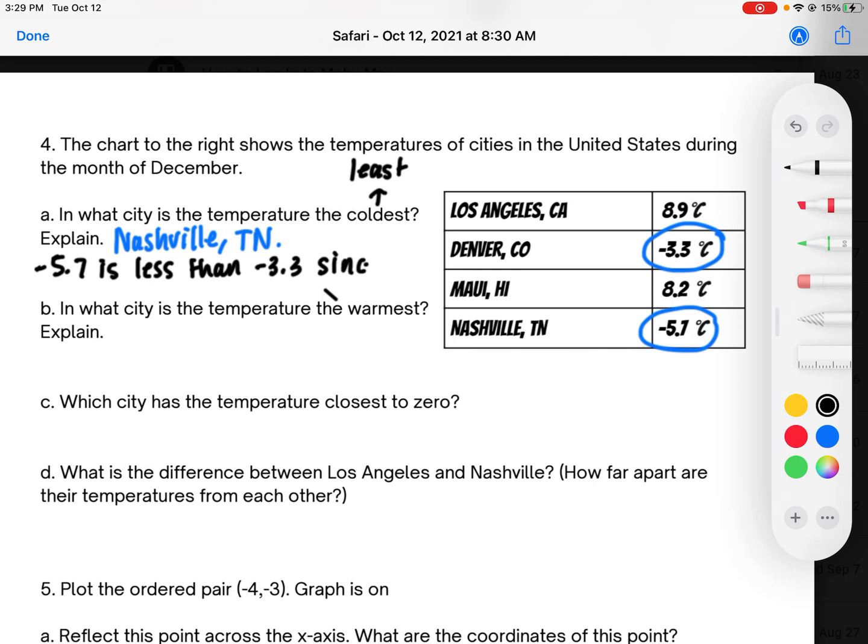Negatives have opposite rules. The bigger the absolute value of the number, the smaller that number actually is.